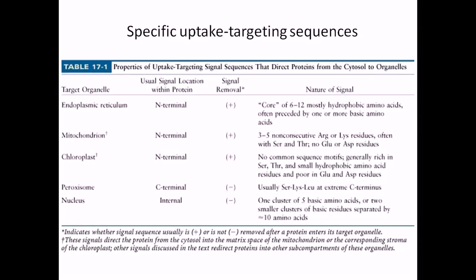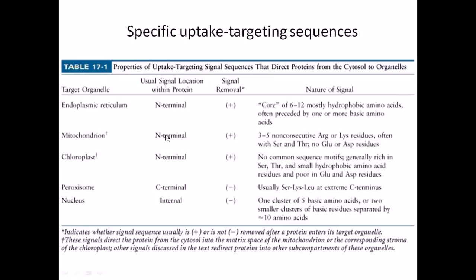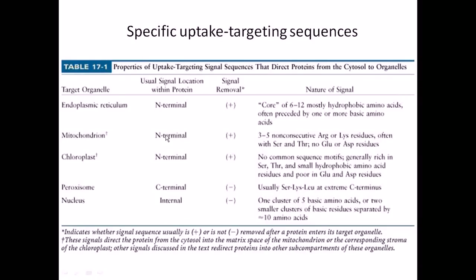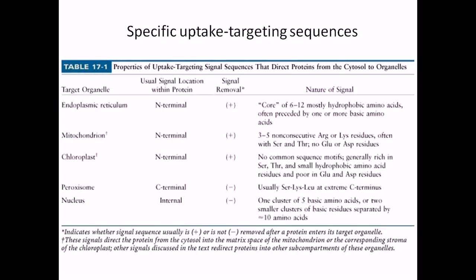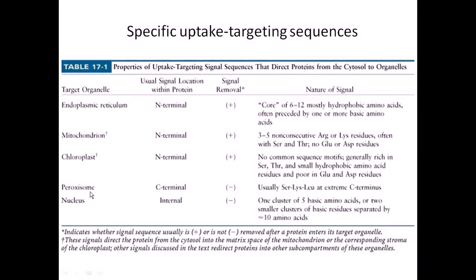So if you look at here, the endoplasmic reticulum signal is also present in the N-terminal end. The mitochondrial signal sequence is also present at the N-terminal end. For the chloroplast, it's also present in the N-terminal end. For peroxisome, it's present in the C-terminal end, and so on. So it depends on the type of organelle they are targeting, right?